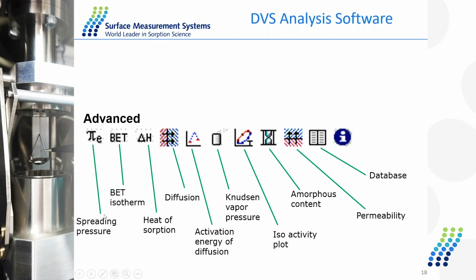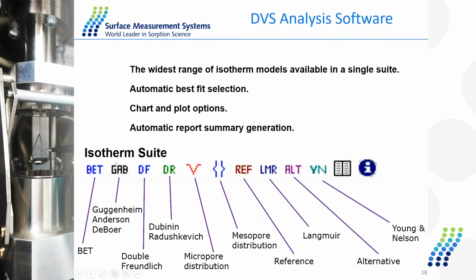And the advanced version is for the calculation of BET surface area, the heat of adsorption, and the activation energy of diffusion. This calculates the energy barrier and corresponds to the stability of the material. It also covers the amorphous content for food or pharma materials, or the permeability or diffusion for packaging materials. And we also have the isotherm version, which can be used for pore size distribution for microporous or mesoporous materials. It's also integrated with different models, and the most popular one in the food industry is the Young and Nelson constant calculation.